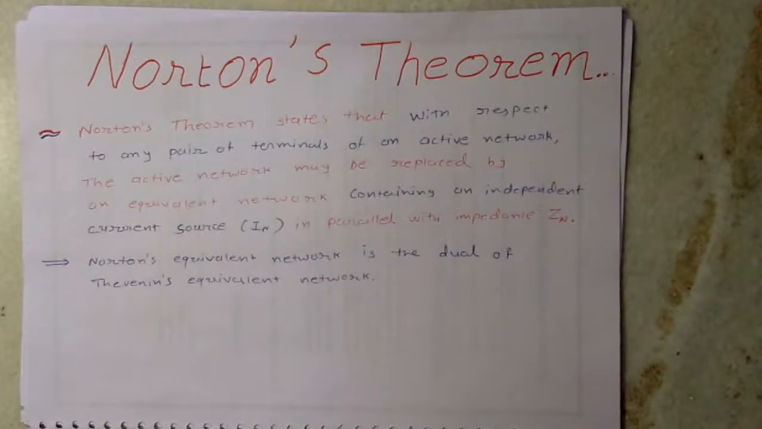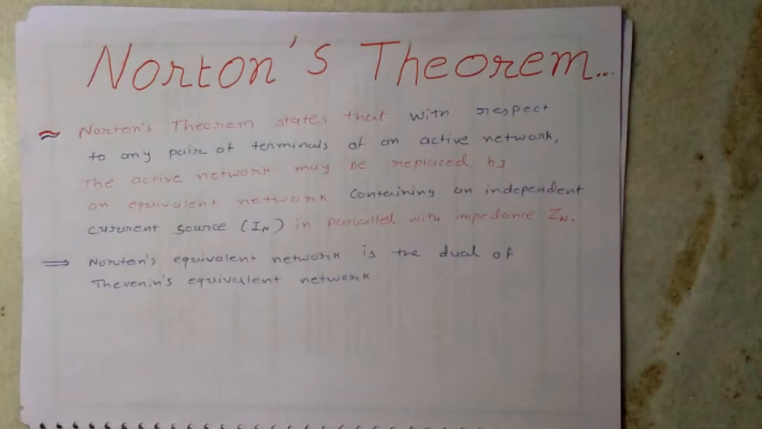Hello friends, today we will see about Norton's theorem. Norton's theorem states that with respect to any pair of terminals of an active network, the active network may be replaced by an equivalent network containing an independent current source in parallel with impedance Zn.